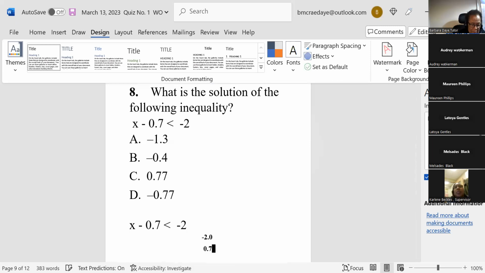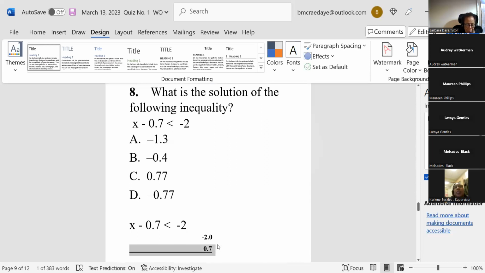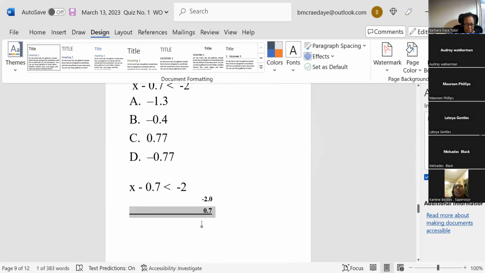And what do you do when the signs are different? You subtract, right? Yes. So what do you get, Mercedes? I got minus 1.3. That's it, minus 1.3. That's your answer. So I had that one right, answer A.